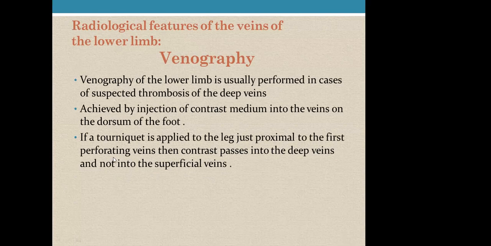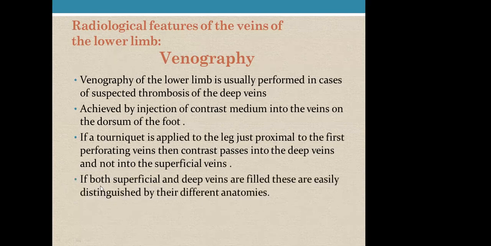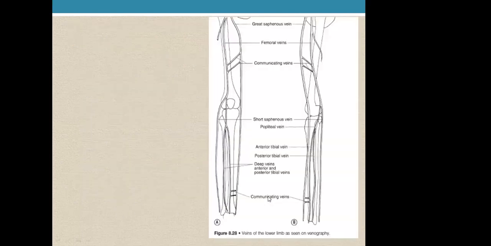Just proximal to the first perforating veins. If both superficial and deep veins are filled, these are easily distinguished by their different anatomies. This is the long saphenous, and this is the short saphenous. Here, the deep group, deep veins, anterior and posterior tibial veins. Here we can see the communicating veins between the superficial and the deep groups.